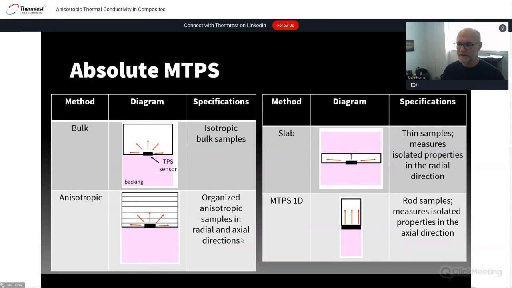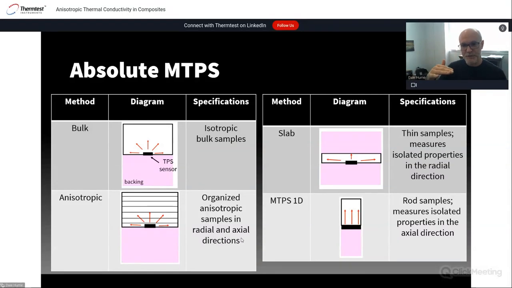effusivity. The second example would be anisotropic, which would allow you to, with one sample, measure in plane and out of plane for thermal diffusivity and thermal conductivity. So you get two directions, radial and axial.